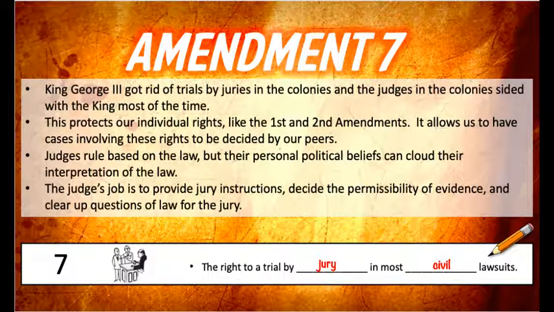Judges rule based on the law, but their personal political beliefs can cloud their interpretation of that law. Okay, so the judge's job in a trial is to provide jury instructions, decide on what evidence is allowed, and to clear up any questions of the law for the jury. But the jury is who makes the decisions. A jury by your peers. And those are literally people in our society. They're not politically motivated to rule a certain way.